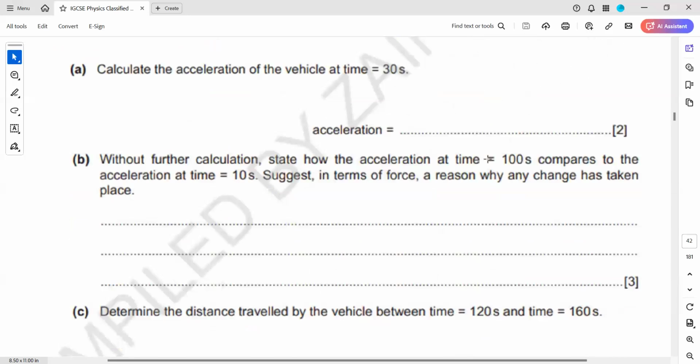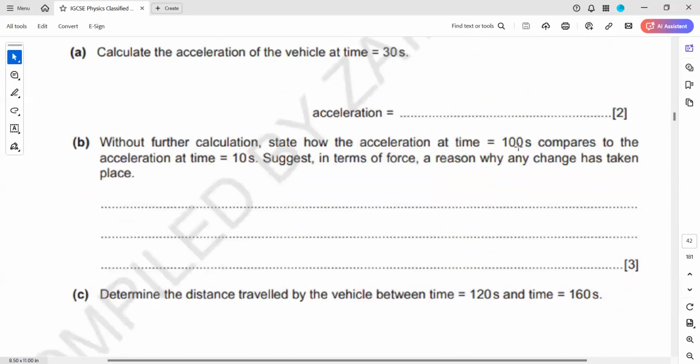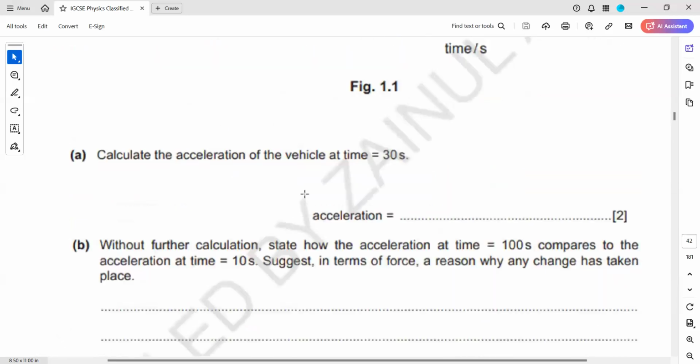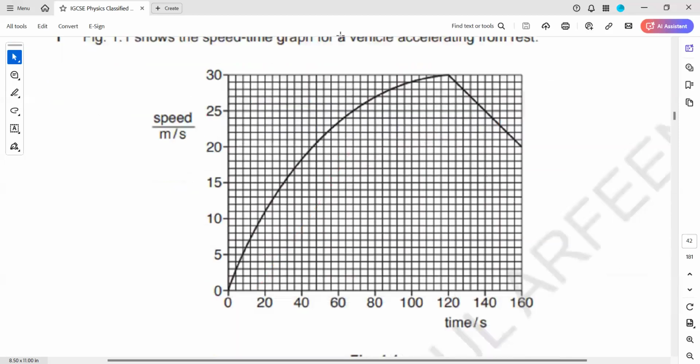Without further calculation, how does the acceleration at time 100 seconds compare with 10 seconds? This is the 100-second region and this is the 10-second. Which has a greater acceleration, at 10 seconds or at 100 seconds? At 10 seconds.